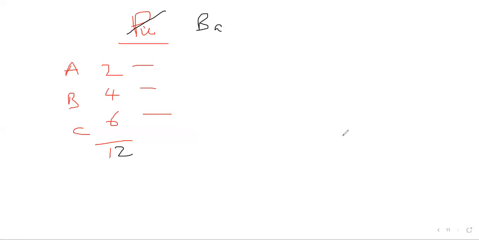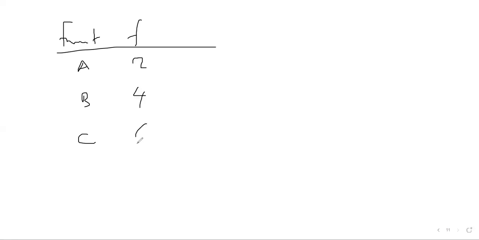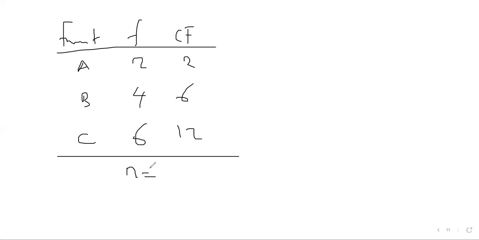All right. So we can go to a frequency polygon. So we have X values here, maybe 2, 4, 6. We're looking at fruits: A, B, C. The frequency is 2, 4, 6. The cumulative frequency here is 2, add 4, 6, add to 12. So meaning our N here is 12.